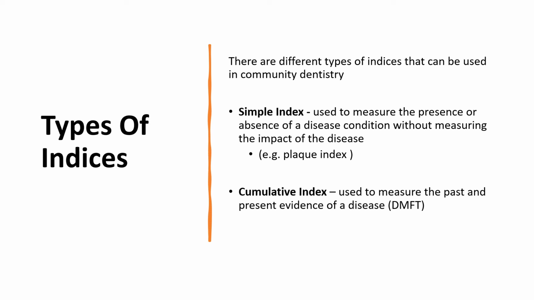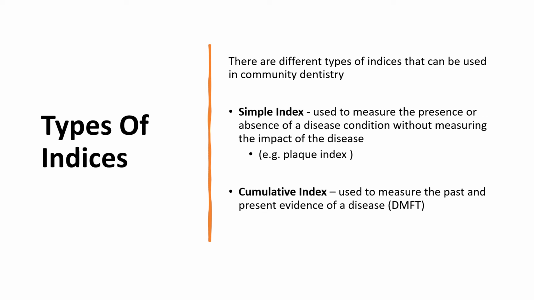Cumulative index. So cumulative indices are indices that can measure the history of a disease condition. So they are looking at the past and the present evidence of a disease condition. And in that case, we're talking about something like dental caries. Somebody can develop dental caries now, you can arrest the caries. So if you have a case of arrested caries, the caries will no longer be able to progress. But then you can still be able to measure the history of the caries. So there had been a presence of the caries in the past.